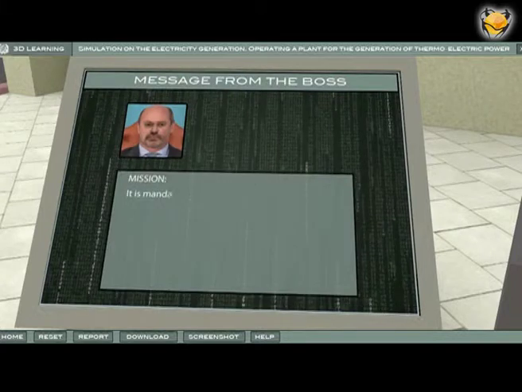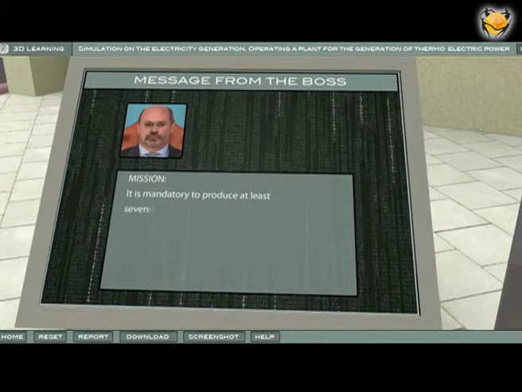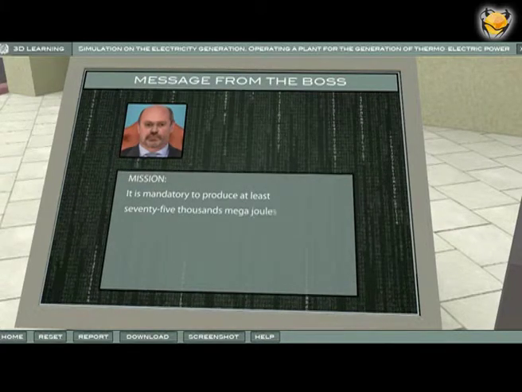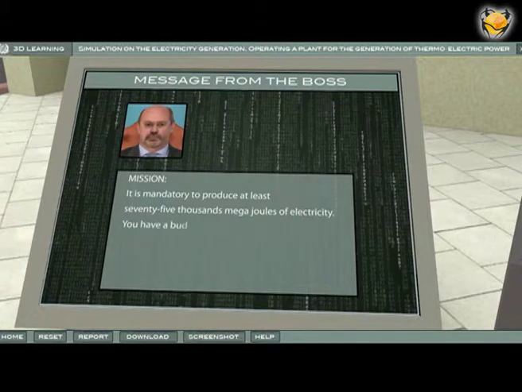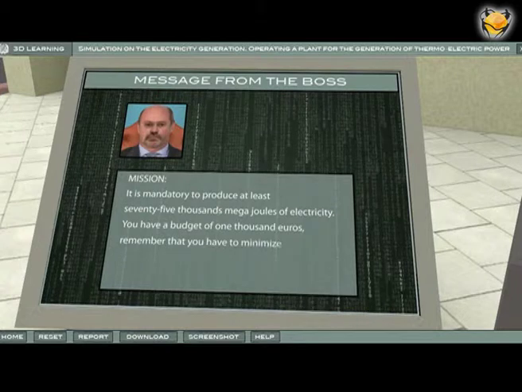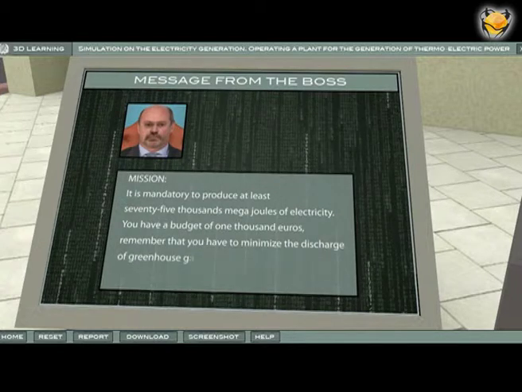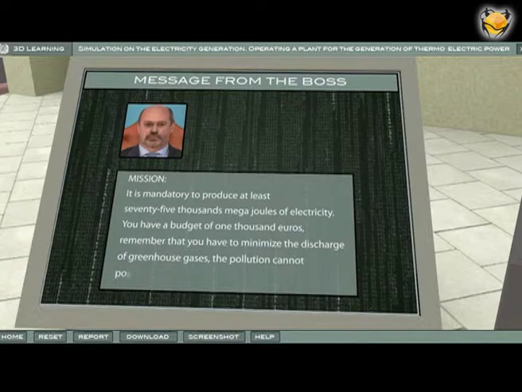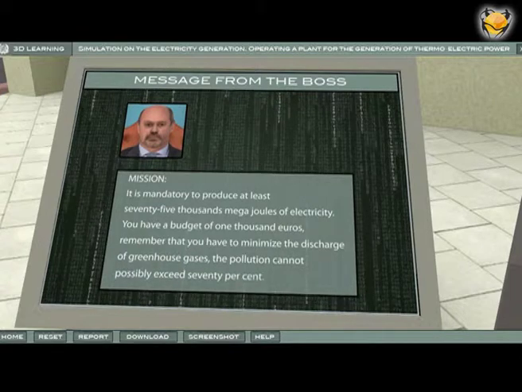It is mandatory to produce at least 75,000 megajoules of electricity. You have a budget of 1,000 euros. Remember that you have to minimize the discharge of greenhouse gases. The pollution cannot possibly exceed 70%.